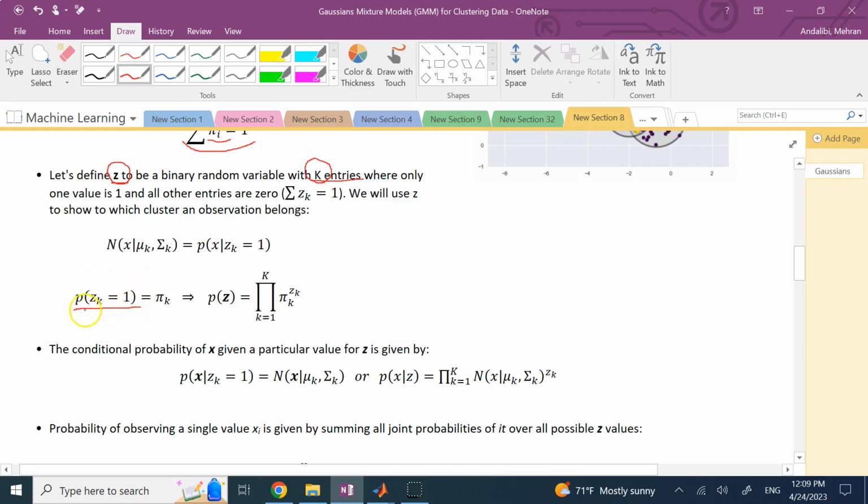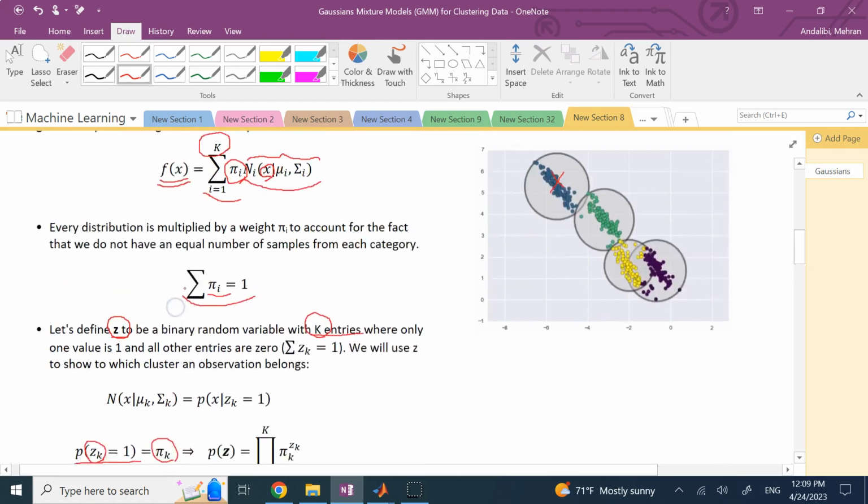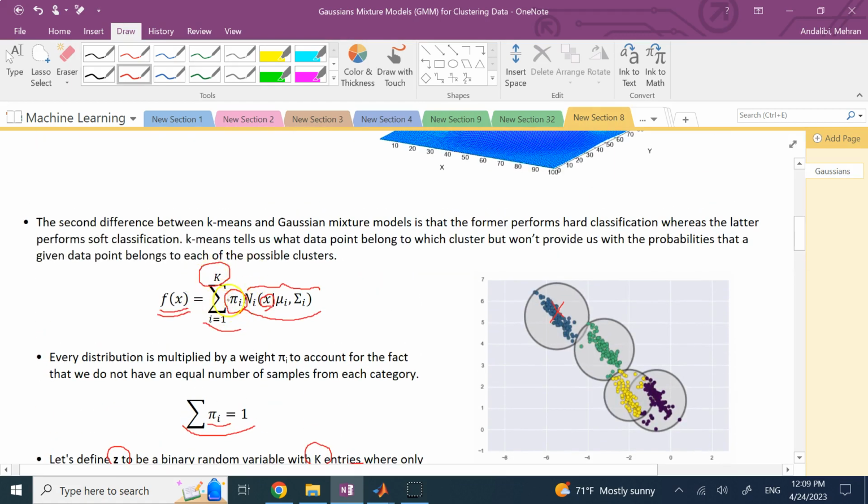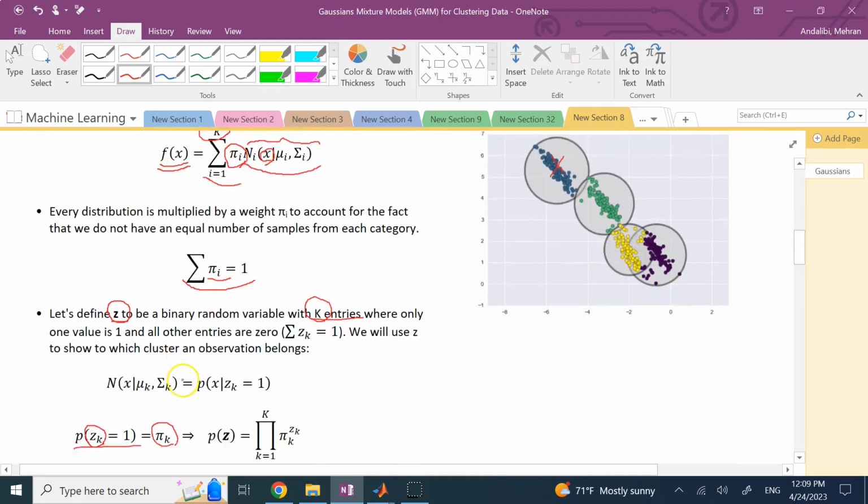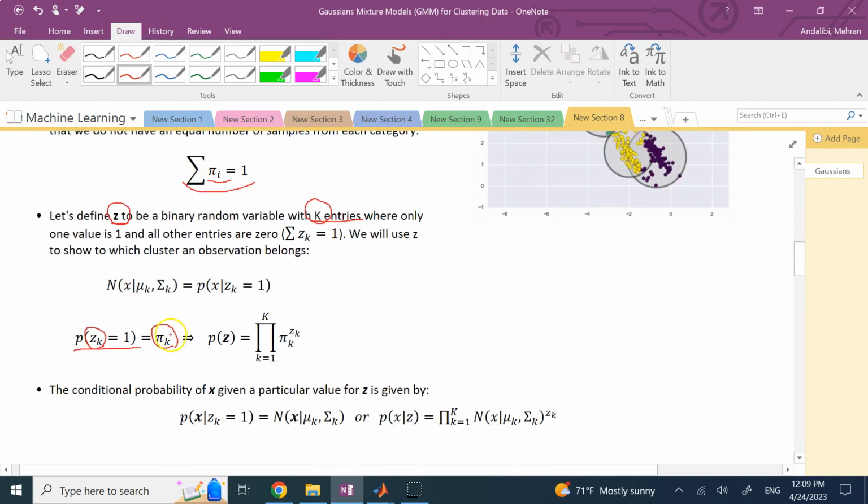What is the probability of that? It means the probability that your data is from the kth cluster. And how much is that? Well, that's pi k. Remember, these pi k's are the proportions of what? The number of data in each cluster divided by the total number. So I can say pi k is the probability that your data is coming from the kth cluster, and that is the same as saying z of k equals what? The kth entry in vector z equals 1.